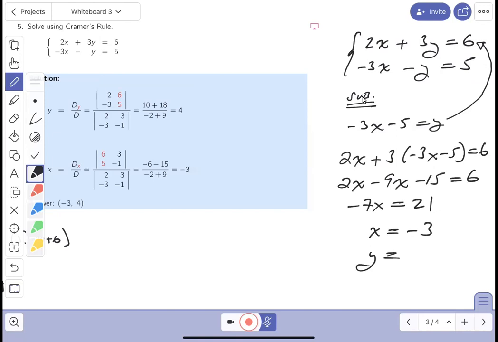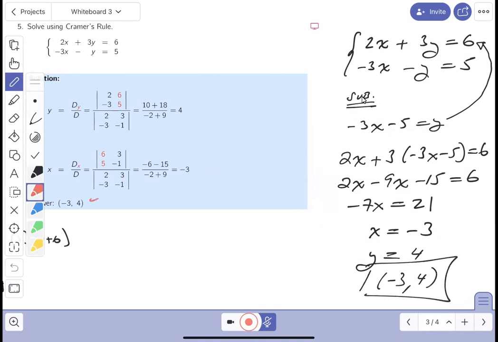That's simple. I'll tell you why it's simple. You plug it in over here. So if x is minus 3, what would you get? 9 minus 5, which we know to be 4. So I got my ordered pair. What is it going to be? Minus 3, comma 4.